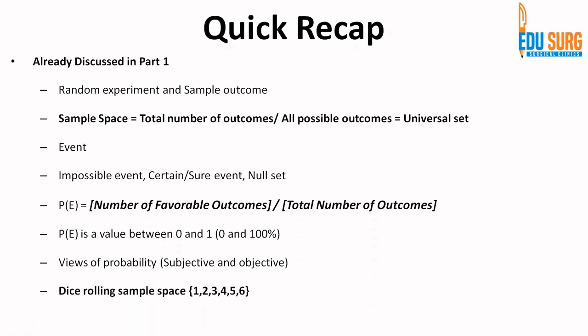We have seen the subjective and objective probability. Dice rolling has been discussed. The sample space is 1, 2, 3, 4, 5, and 6. That is the all possible outcomes when you roll a dice once. Similarly, coin toss once, the possible outcomes are head and tail.